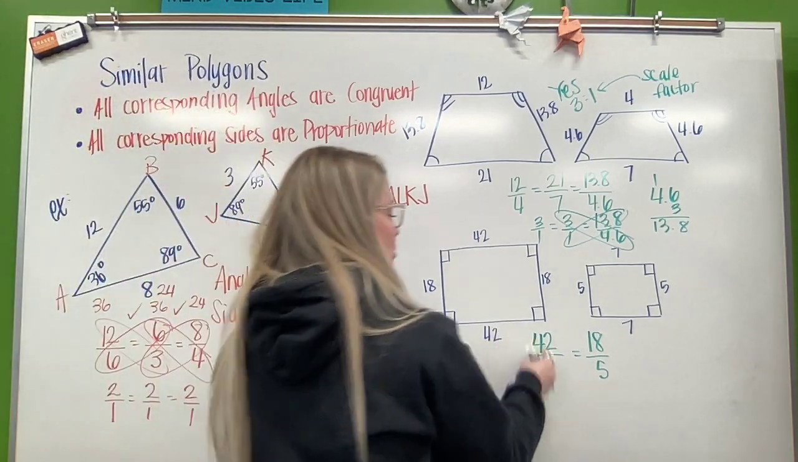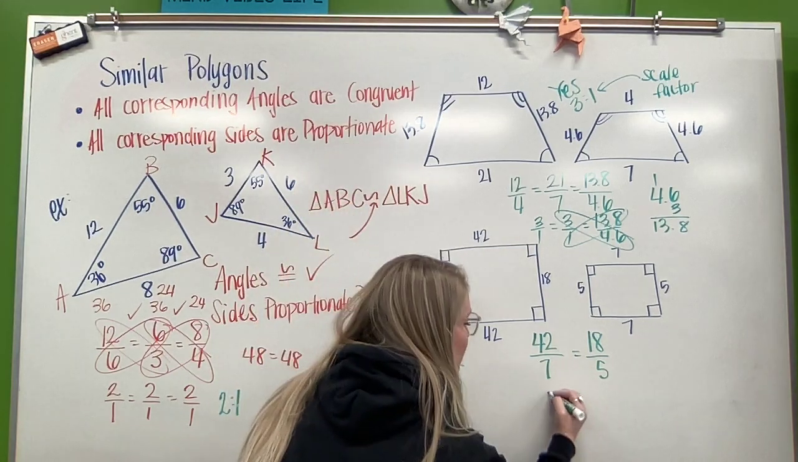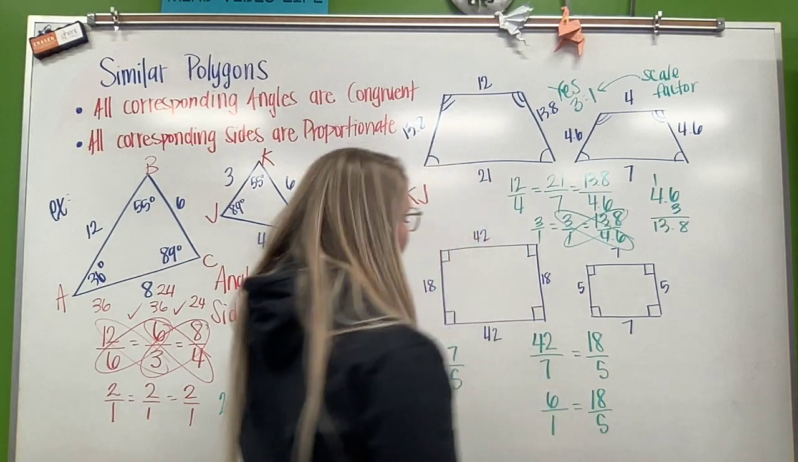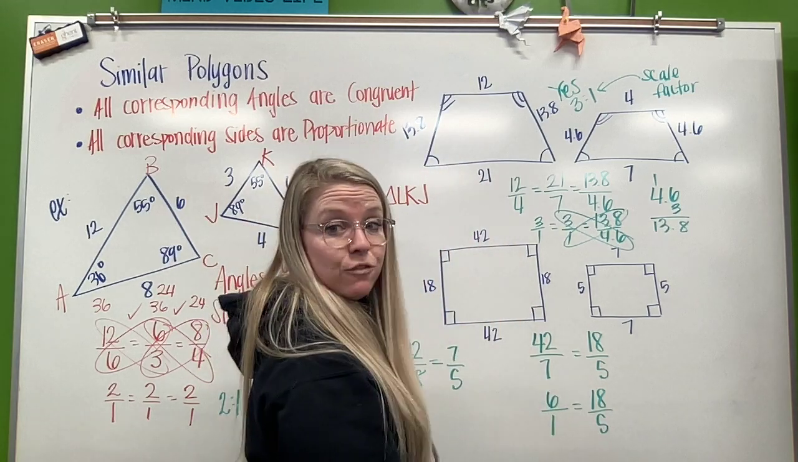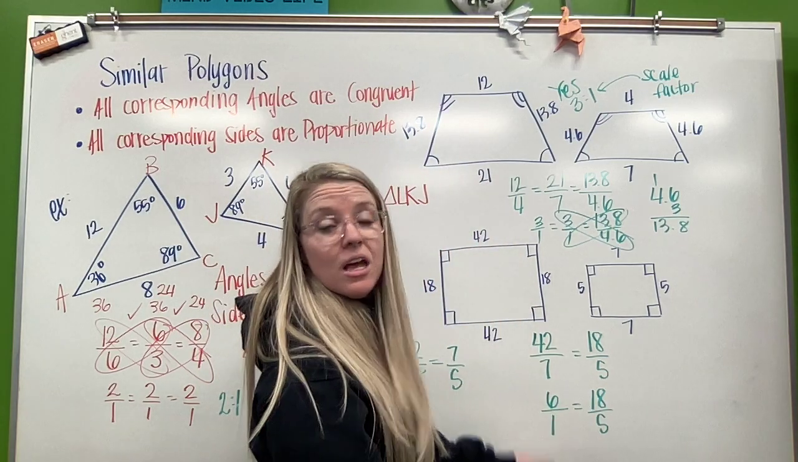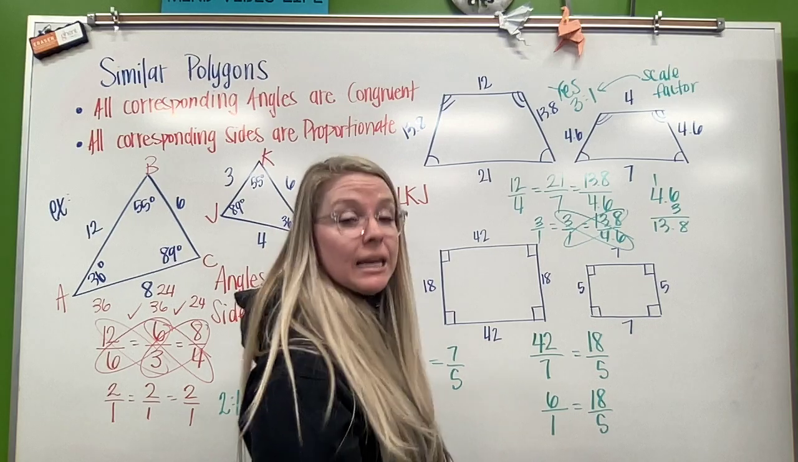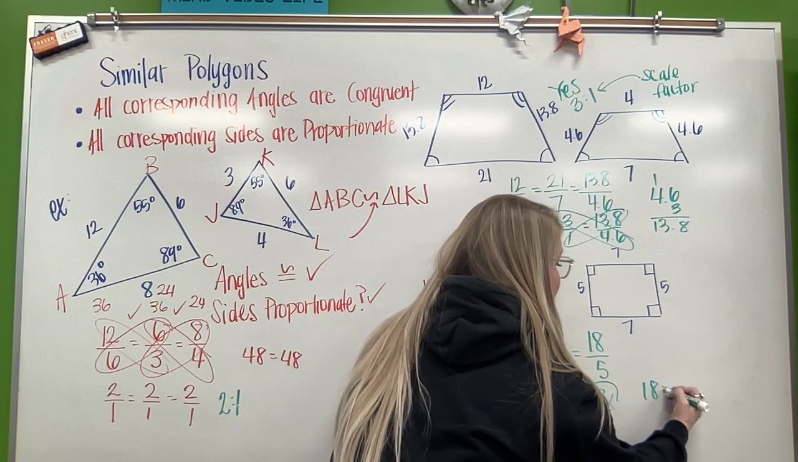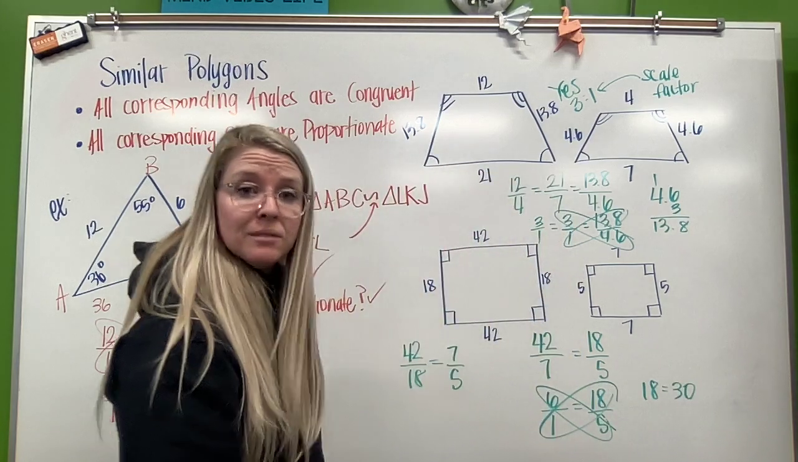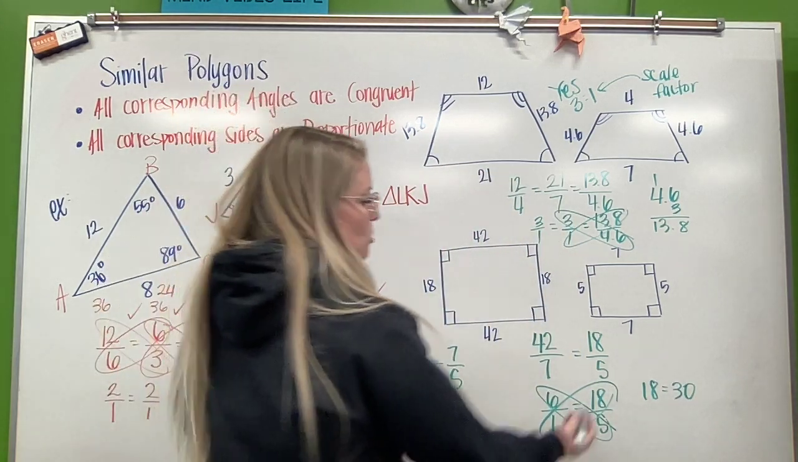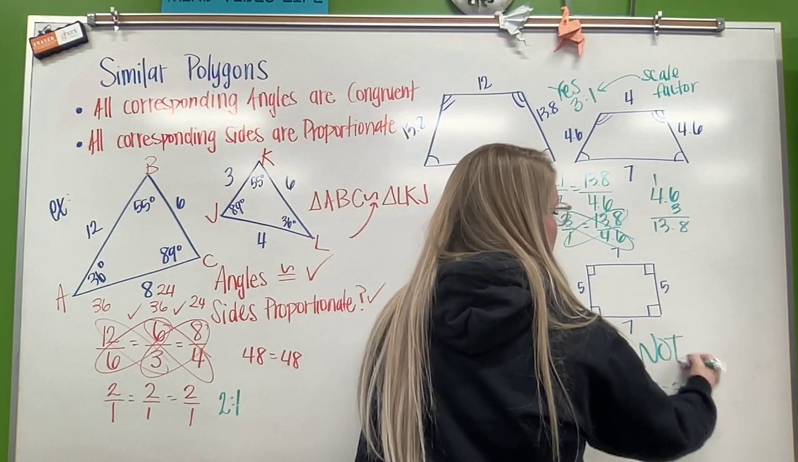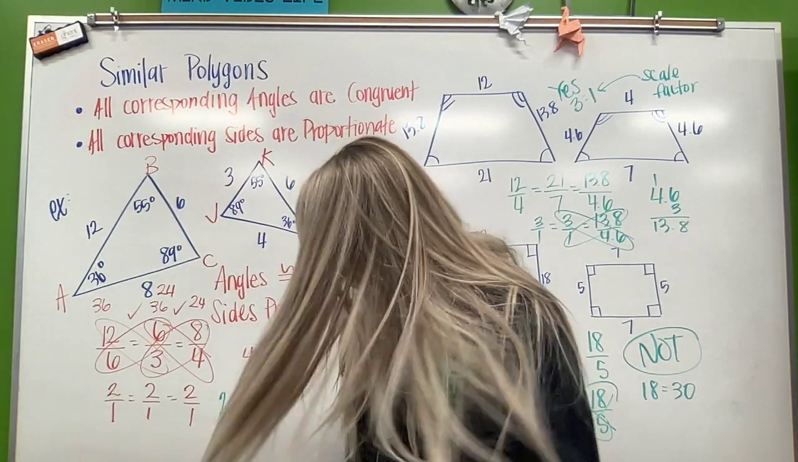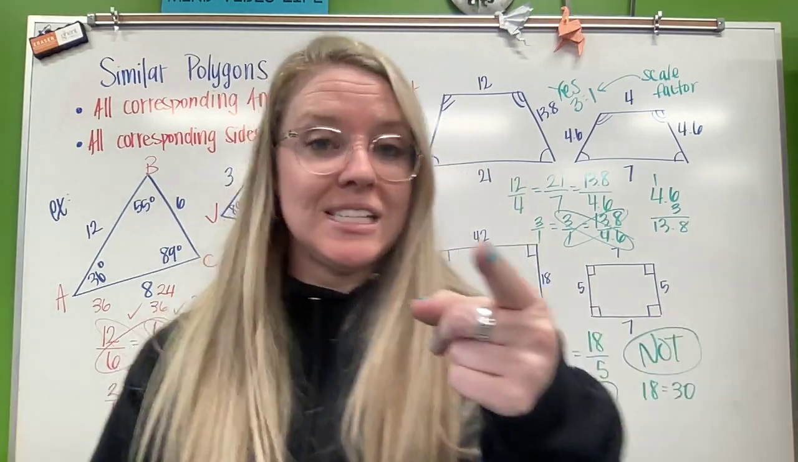My 42 over 7 reduces to 6 to 1. But my 18 to 5 will not reduce, so it is 18 over 5, and these are clearly not the same fraction. And again, we could check it with cross multiplying. That's asking, is 18 equal to 30? Nope. So these are not similar. Okay? See what you can do with that. See you in the next video.